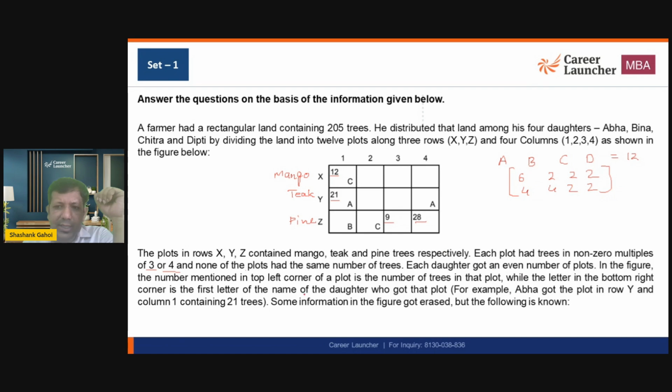Now, what does it say? In the figure, the number mentioned in the left corner is a ticket. So this represents who owns it, and this represents the number of trees in that plot. And that is what they have explained.